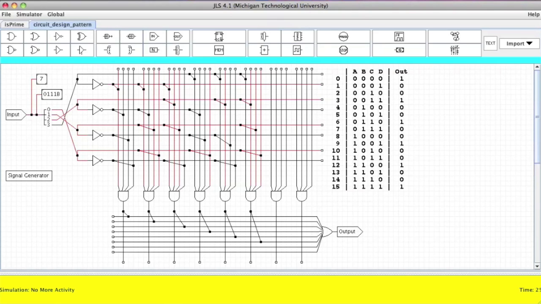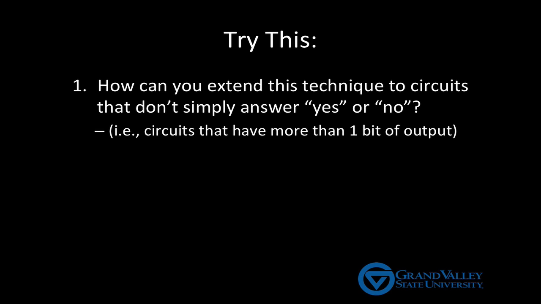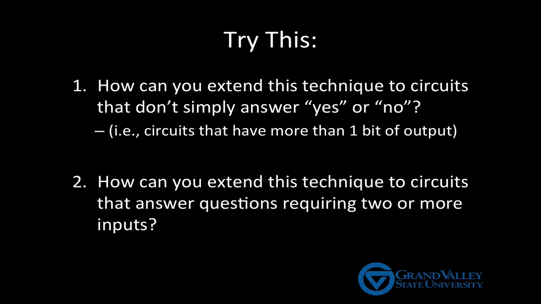So let me finish by giving you a couple of things to think about. One, how could you extend this technique to circuits that aren't just yes-no answers, to a circuit that may give you an answer that requires 2 bits, 3 bits, or 4 bits? The other thing to think about is, how about a circuit that uses 2 different variables? For example, is x less than y? How would you build a circuit that could tell you if a 2-bit value of x is less than some other 2-bit value of y? Try that out, see where you can get.